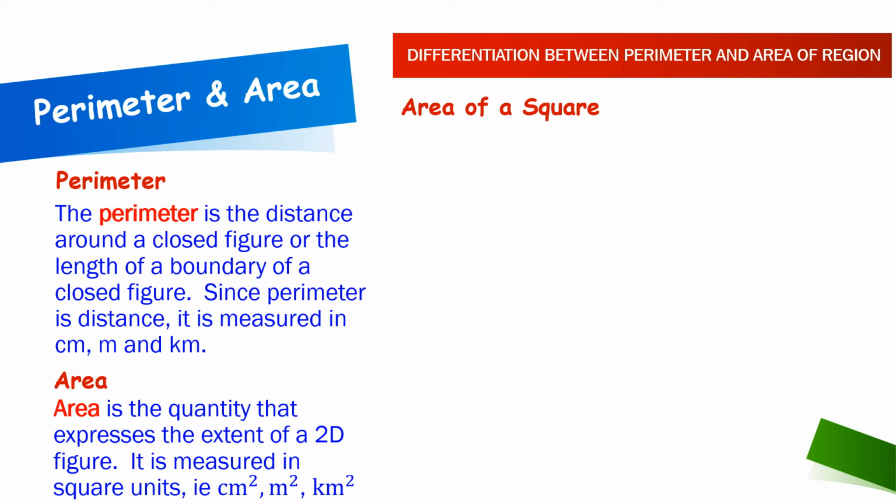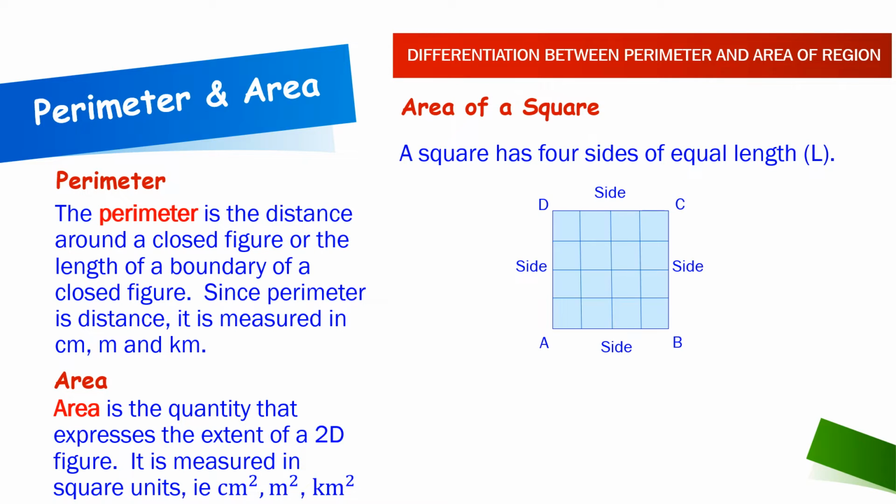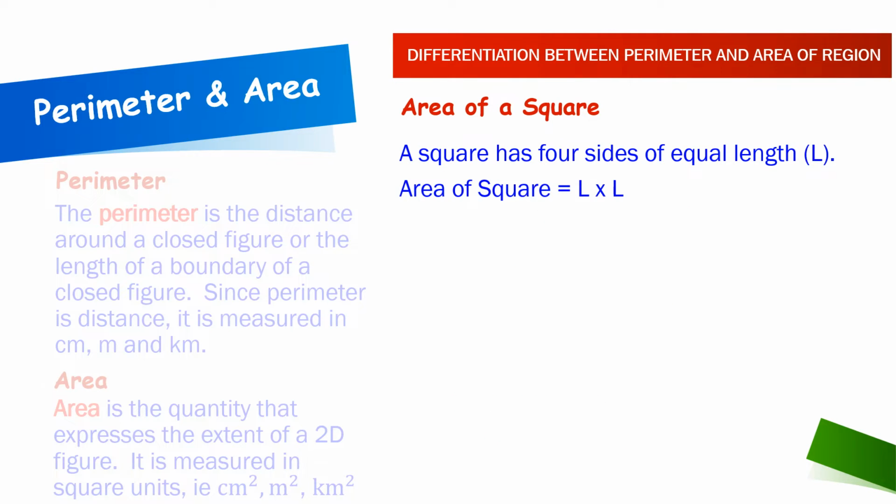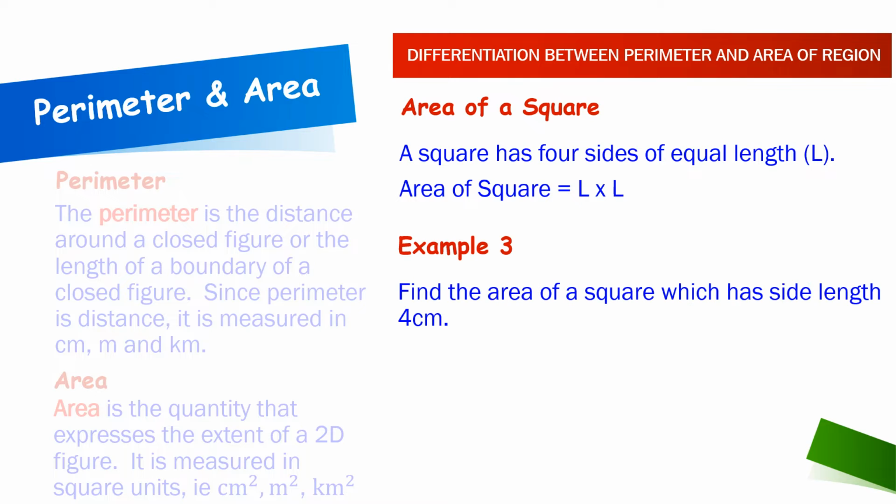Now let's take a look at the area of a square. A square has 4 sides of equal length, as shown. So the area of the square equals L times L, where L is equal to the side length. Let's take a look at an example. Pause the video and have a go. Press play when you're ready to view the solution.